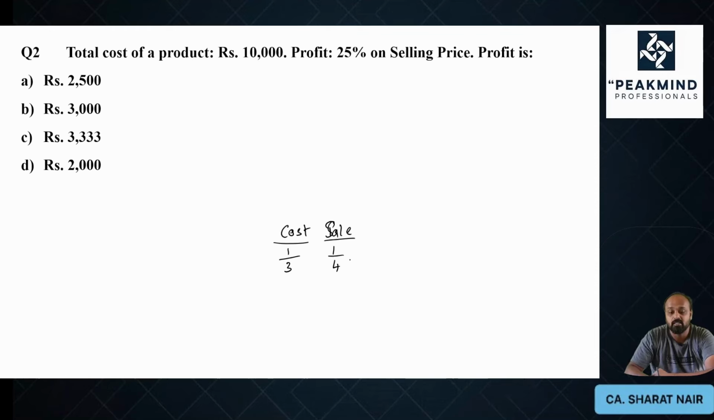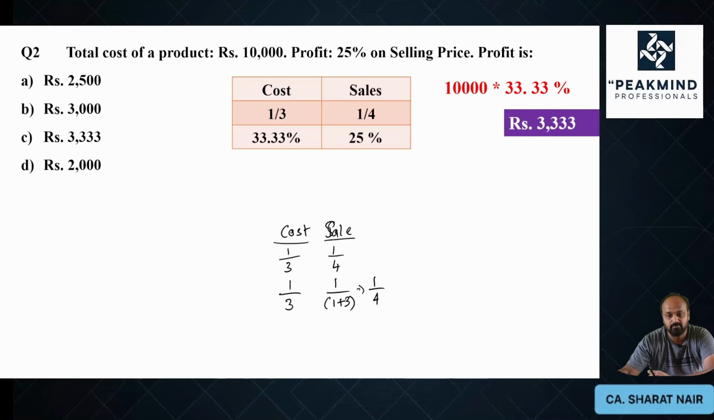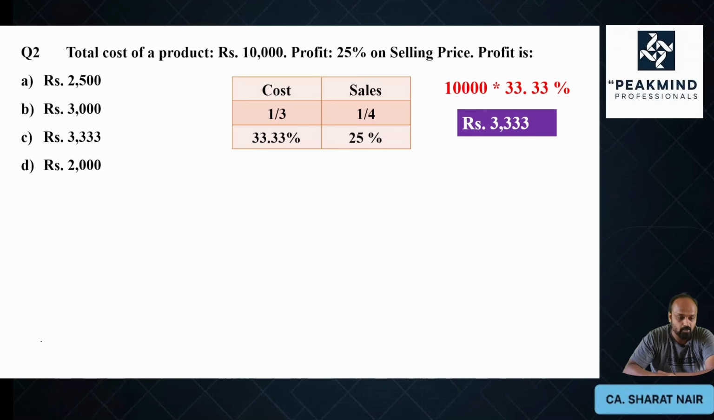How does it happen? 1 by 3 on cost means the numerator will remain constant, and for the denominator, we add numerator and denominator, which is 1 plus 3, which becomes 1 by 4. So 1 by 3 on cost is equal to 1 by 4 on sales. Now 1 by 4 on sales means 25% on sales, which becomes 1 by 3 on cost, which happens to be 33.33%. Now applying this to the cost, 10,000 into 33.33%, we get our profit element, which is rupees 3,333. So the correct option in this case is option C.